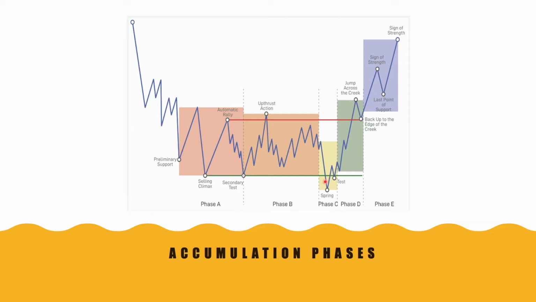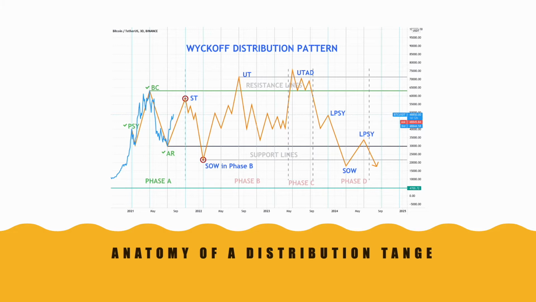After that, phase D is a trend within the range, a move from the spring to the range low, from the range low to the range high, from the range high a retest, and phase E is a trend outside the range. This is the markup phase. Now a distribution: the concepts, the key points, everything is pretty much the same.